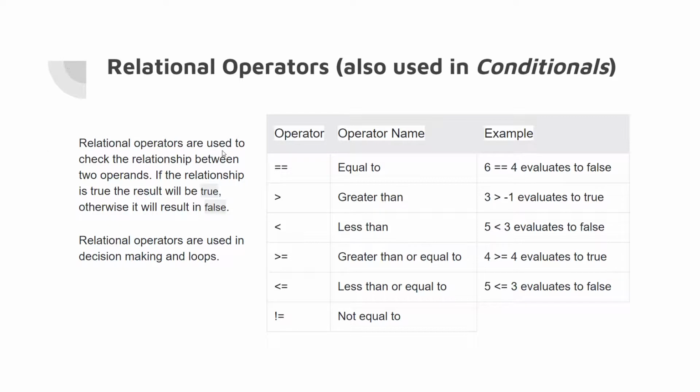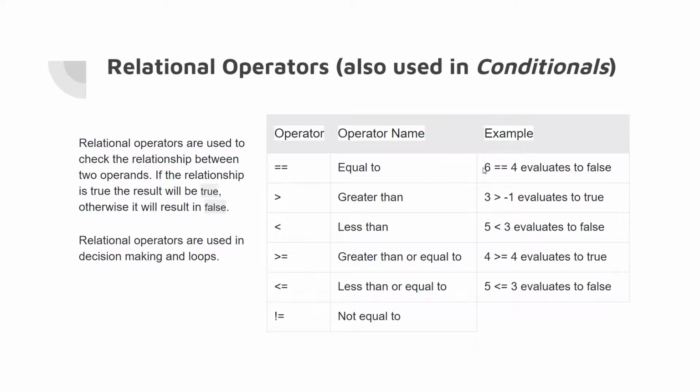But typically, relational operators are used to check a relationship between two operands, right? Now our variables, we're going to refer to them as operands. Those are things we are operating on, right? So if the relationship is true, the result will be set to true. So when you have a relational operator, it's going to evaluate to true or false. Is something greater than something else? Is something less than something else? Is something equal to something else? That's going to get you into these logical operations where you have false, true, and so on, right?